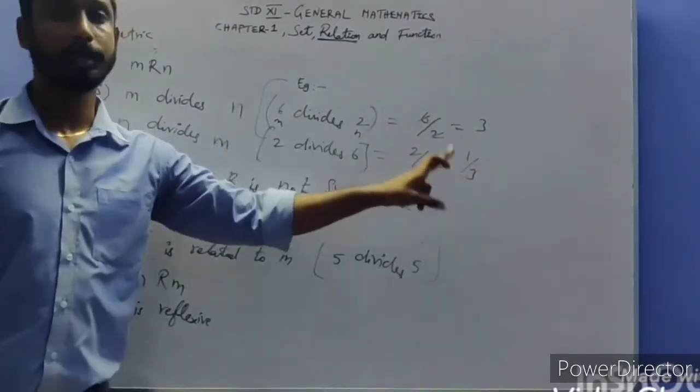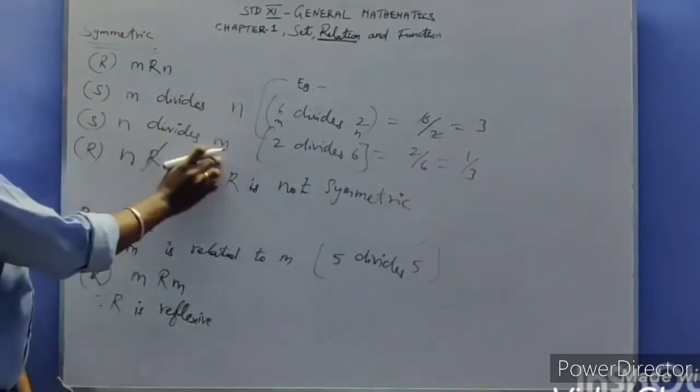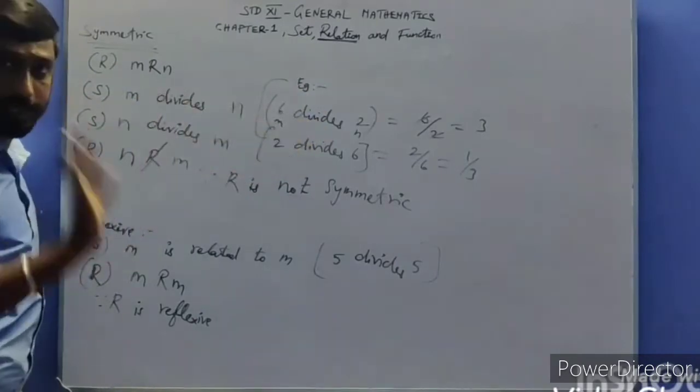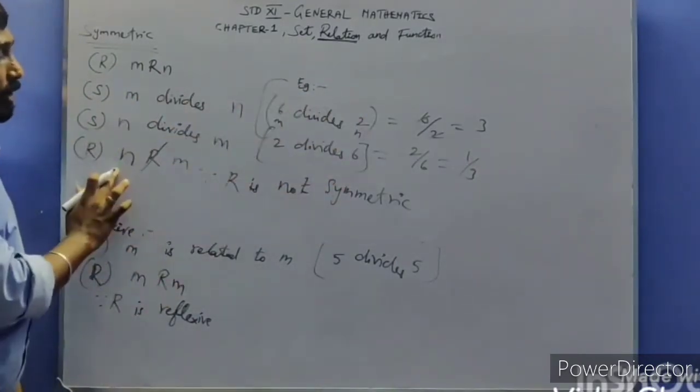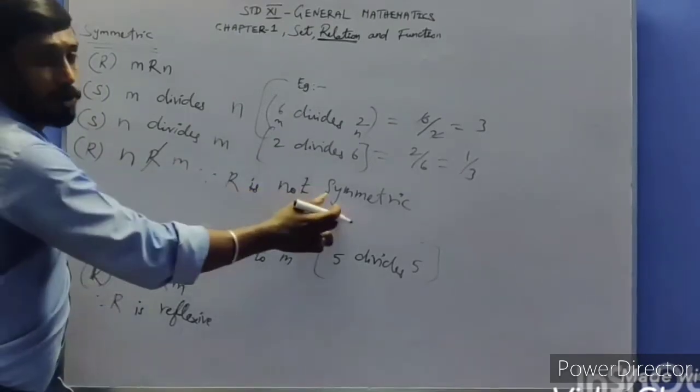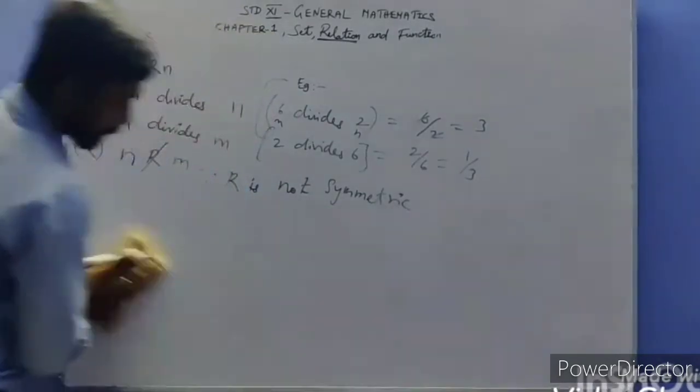3 and 1 by 3 are not equal. Here the statement is m divides n, n divides m. If both the answers are the same, it is symmetric. If both the answers are not the same, n is not related to m, and R is not symmetric. The same condition you have to follow for all the sums.